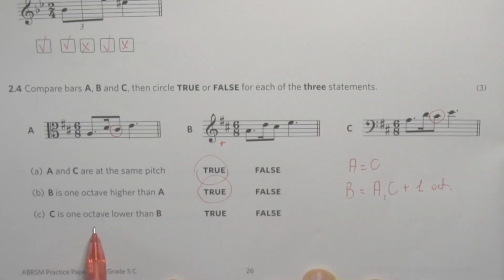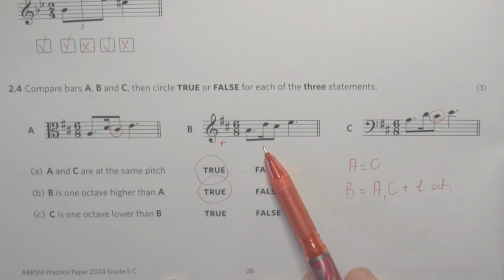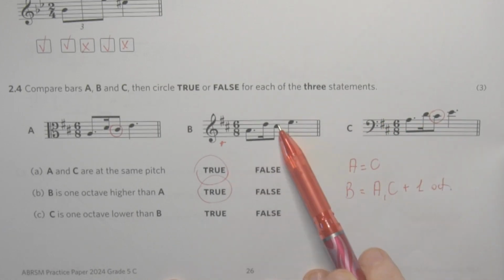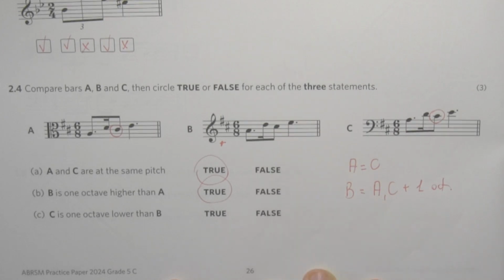And C is 1 octave lower than B. Yes, because this is middle C and this is the higher middle C. The higher C. So all true this time. Fantastic. Excellent. Let's move on to section 3.